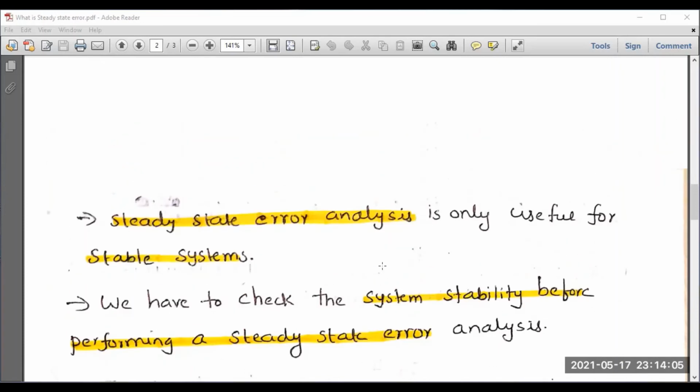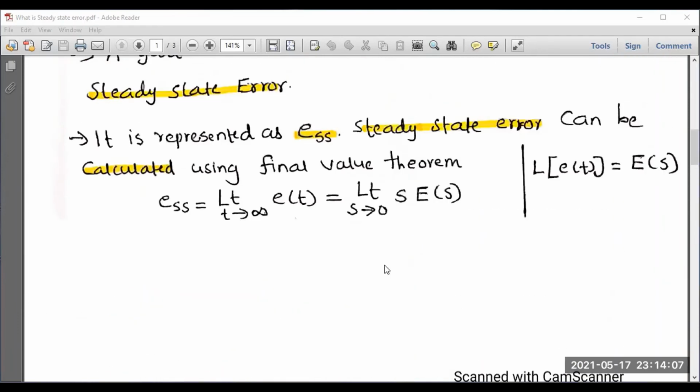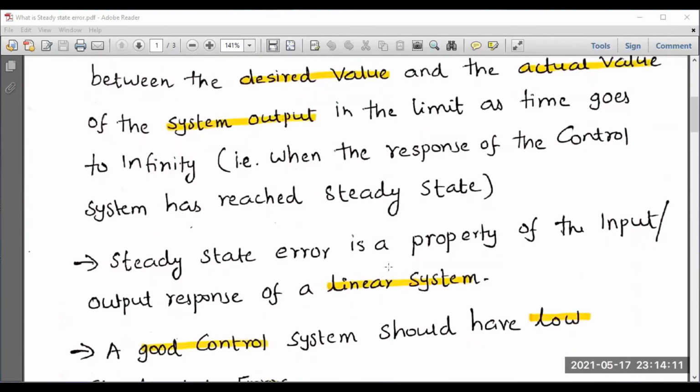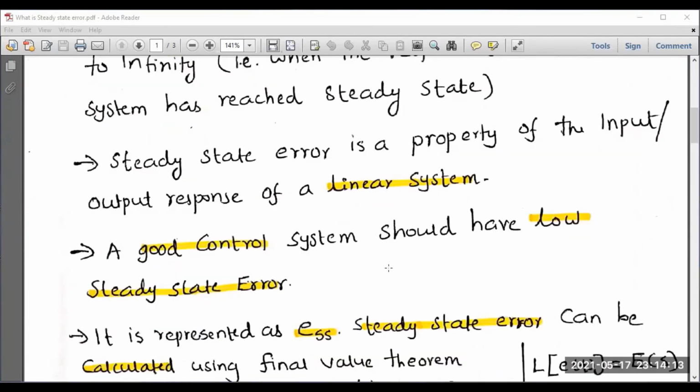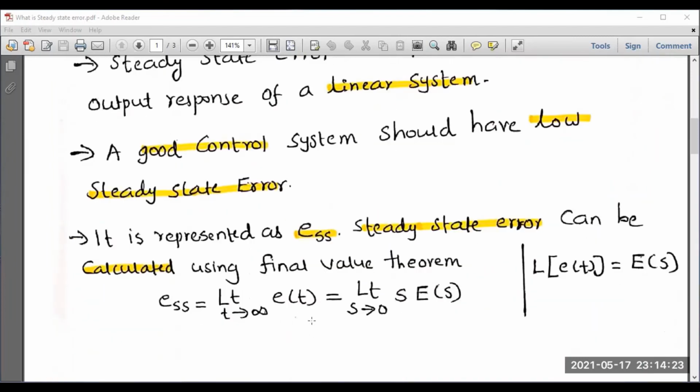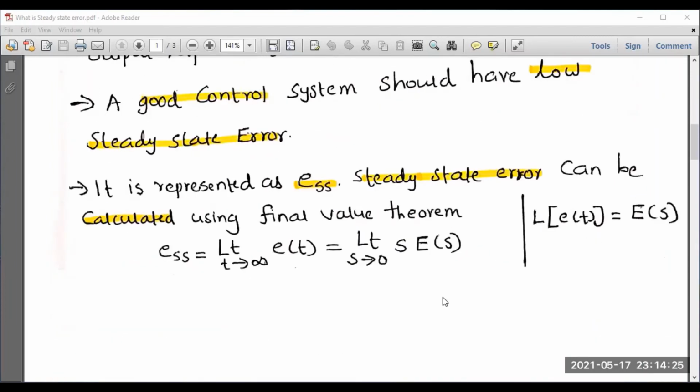So in this session, I have discussed the definition of steady state error, what we mean by steady state error, and the peculiarities of steady state error. If I get a high value of steady state error, what is the nature of the control system? If I get a very small value, what about the nature of the control system? Then what is the formula to calculate steady state error? That also I have discussed.